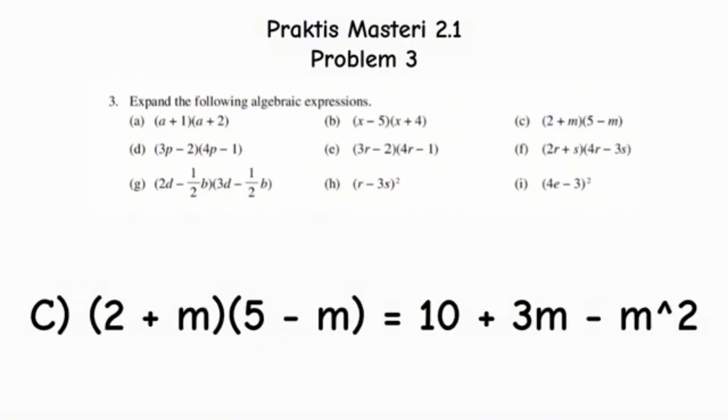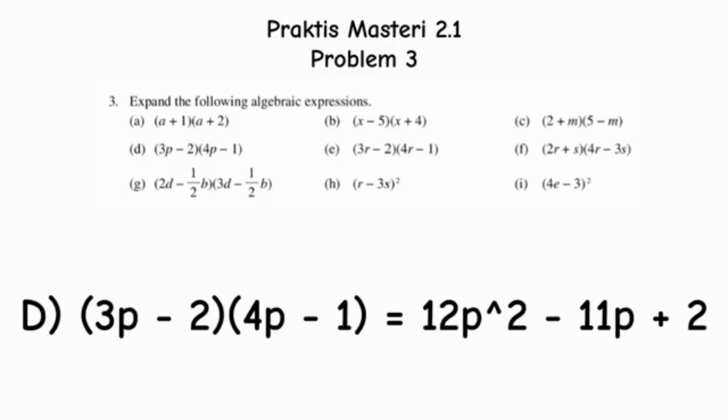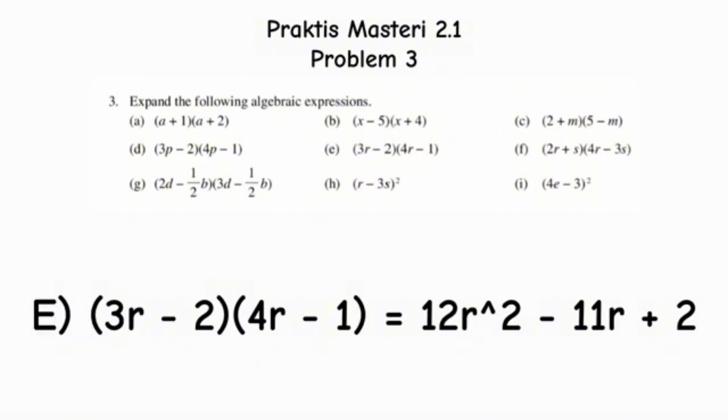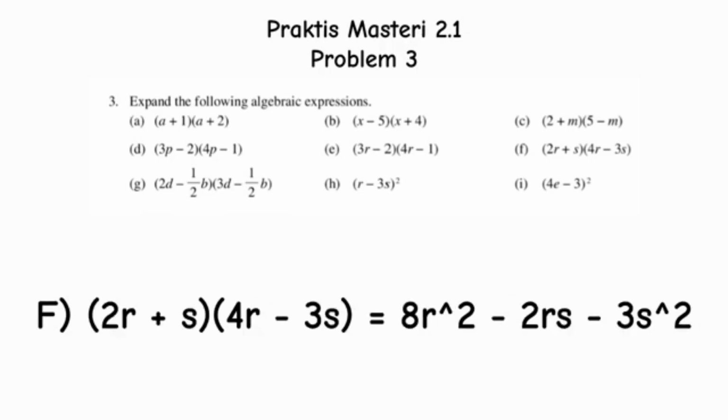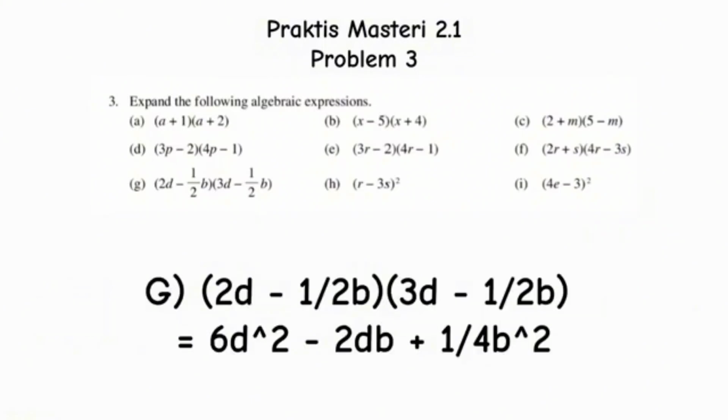C. (2 plus m)(5 minus m) equals 10 plus 3m minus m squared. D. (3p minus 2)(4p minus 1) equals 12p squared minus 11p plus 2. E. (3r minus 2)(4r minus 1) equals 12r squared minus 11r plus 2. F. (2r plus s)(4r minus 3s) equals 8r squared minus 2rs minus 3s squared. G. (2d minus 1/2 b)(3d minus 1/2 b) equals 6d squared minus 2db plus 1/4 b squared.